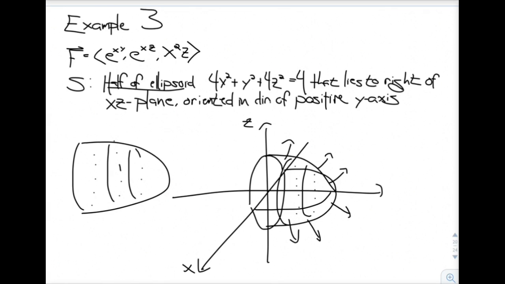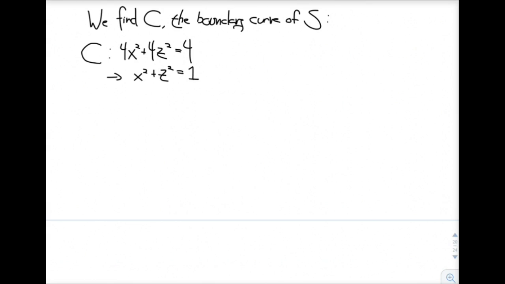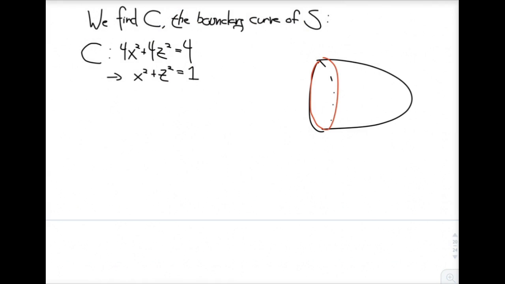And what's the problem? The problem is this: we are tasked with finding the flux of the curl of f through this half ellipsoid surface. We'll find this flux by instead finding the line integral of f around the boundary of S. And that's easy enough to visualize. Remember, the surface S looked like this half of an ellipsoid right here. And so the boundary of S will be this circle that lies parallel to the xz plane.